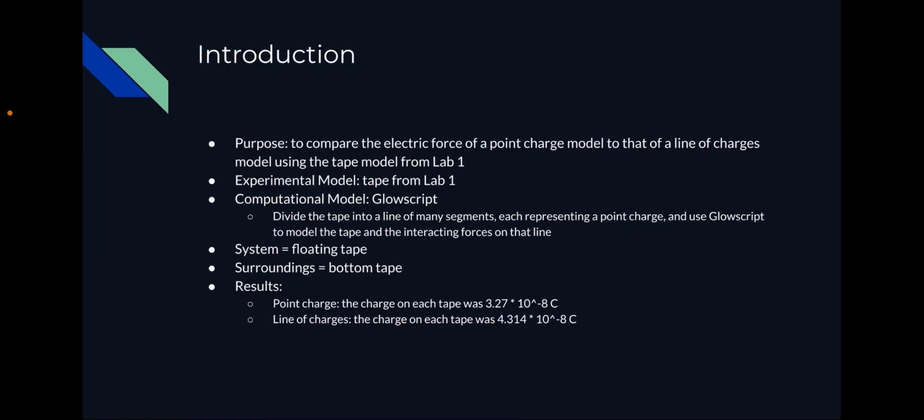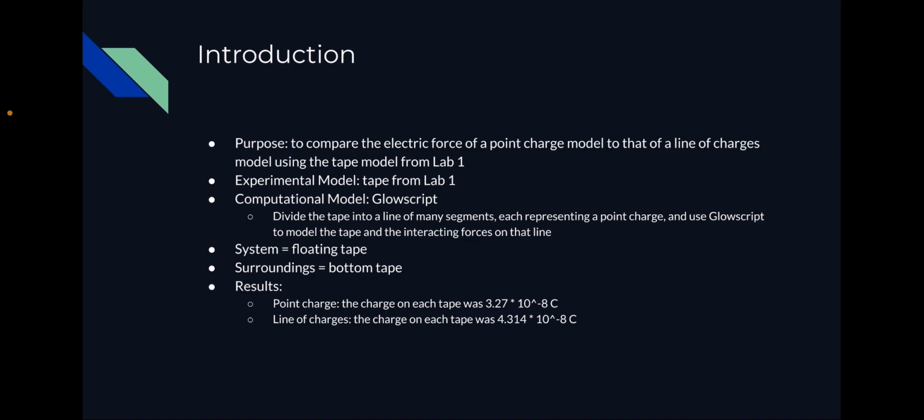So the purpose of this lab was to compare the electric force of a point charge model to that of a line of charges model using the tape model from Lab 1. In Lab 1, we calculated the point charge of a piece of tape. In this lab, we essentially used the same tape, but instead of modeling the tape as a single point charge, we split it up into many small segments and then found the charge of the tape that way. We did that using GlowScript as our computational model. Our system was the floating piece of tape, and the surroundings was the bottom tape below it.